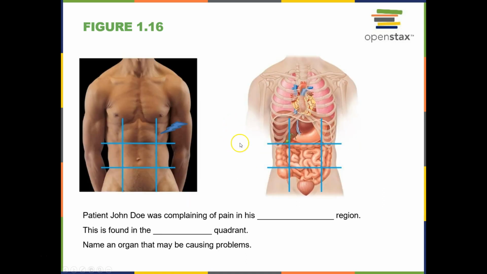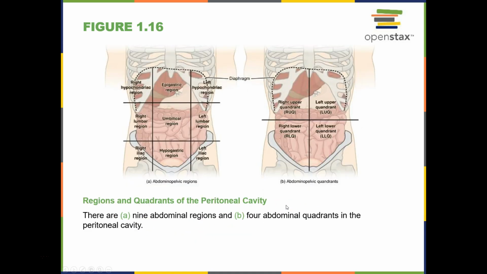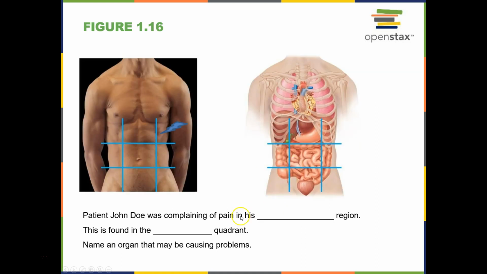So here's an example of what I might ask. Patient John Doe was complaining of pain in his... So I might ask you to name this abdominal pelvic region, and I might ask you which quadrant it is found in. So you should be able to answer both of these questions. I'm not going to tell you the answers. If you're unable to figure it out, you can definitely come talk to me. Or you can always go back to this picture and figure out which region.